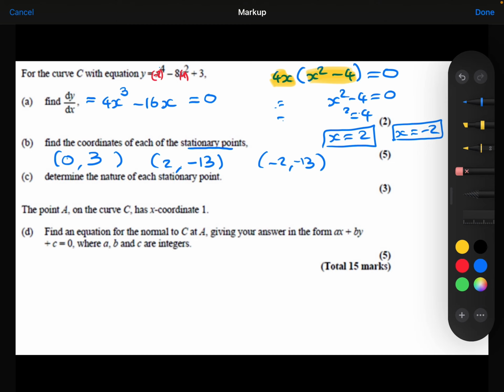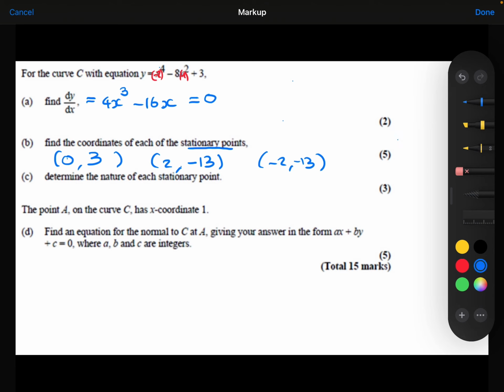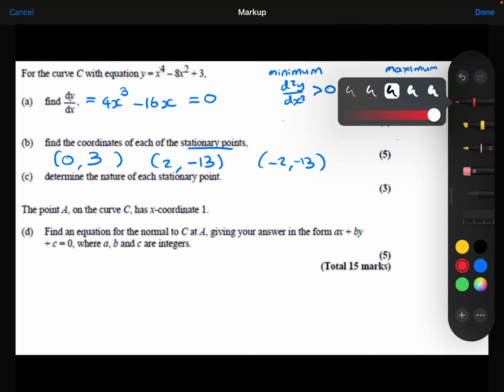Part C says to determine the nature of each stationary point. So this is saying, is it a minimum or is it a maximum? Well, I know that a minimum is when the second derivative is greater than 0. And I know that a maximum is when the second derivative is less than 0. So let's check at each of these points. Let's find out the value of the second derivative at each of these points.